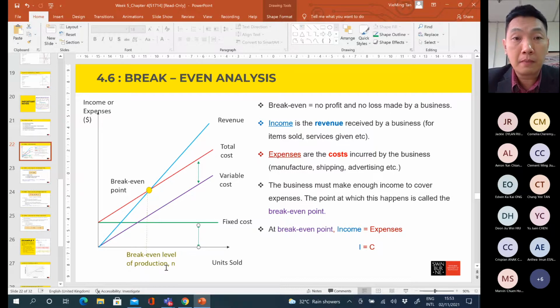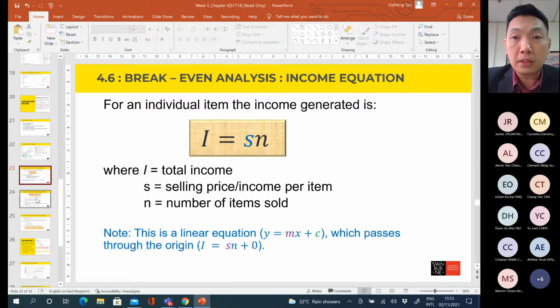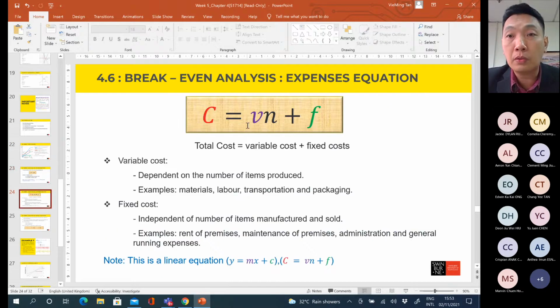So in short, that means the total cost is equal to the total variable cost plus the fixed cost. Total variable cost plus the fixed cost, then we'll get the total cost.